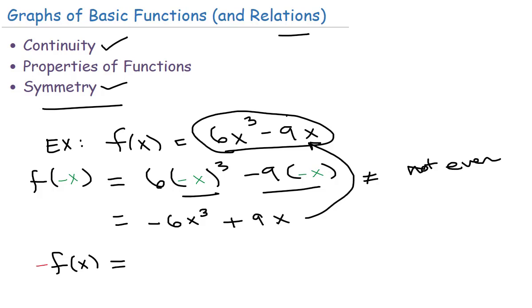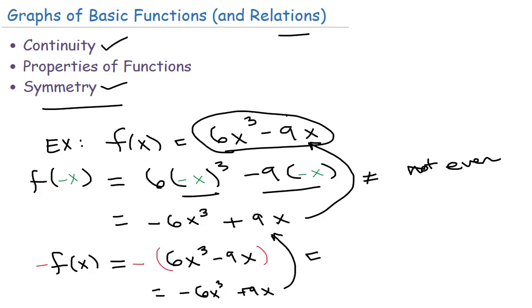And if you take a look at that, look at your whole function that you started with, 6x cubed minus 9x. If you take that whole thing and apply a negative, notice what you get. You get exactly what's right above. You get a negative 6x cubed and a positive 9x. And so those are in fact the same. And so that means that this was an odd function, because f of negative x ended up equaling negative f of x.